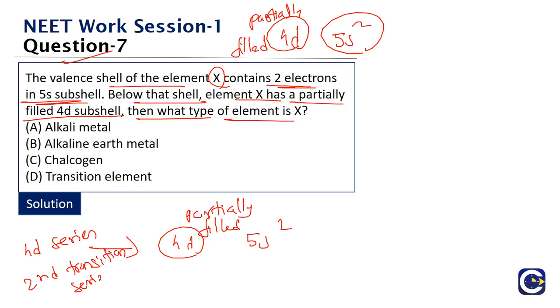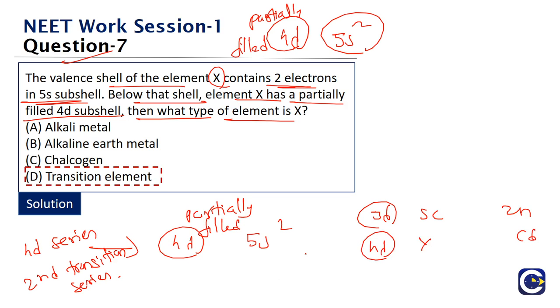What can we call it as? We can call it the second transition series, because 3D is scandium to zinc. Then 4D, what is 4D? Yttrium to cadmium. So this is the 4D series. So these elements will be what? These are transition elements.